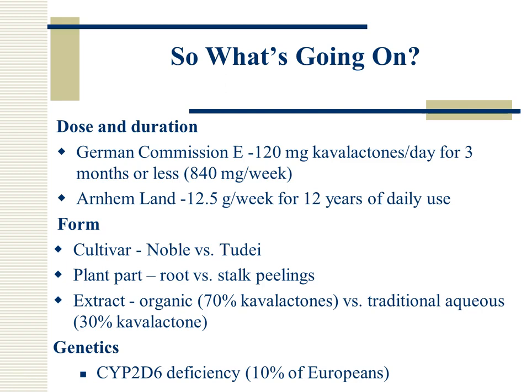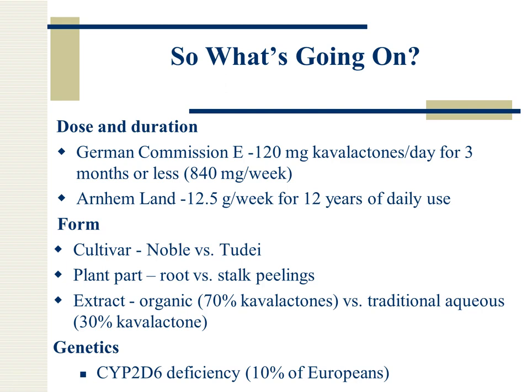I mean, we mentioned that the German Commission E was talking about 120 milligrams of kavalactones a day for 3 months or less. That's 840 milligrams a week of kavalactones. In the Arnhem Land study, you're looking at 12.5 grams per week for 12 years of daily use. So the measurement of the kavalactones in the Arnhem study was somewhat of an estimation, saying that we expect a certain percentage of kavalactones per gram of plant material.